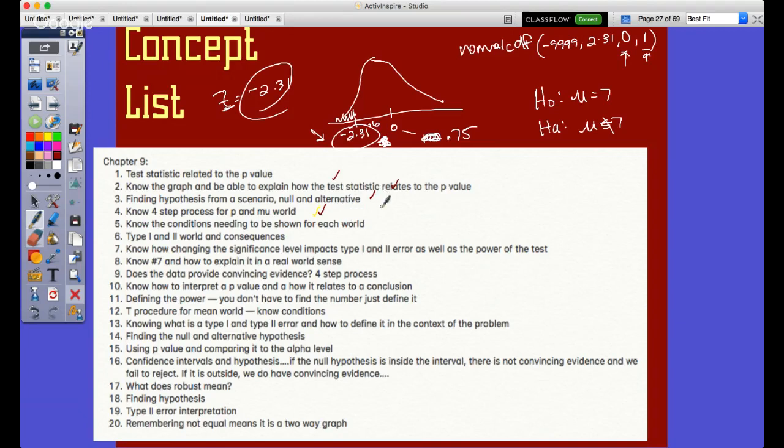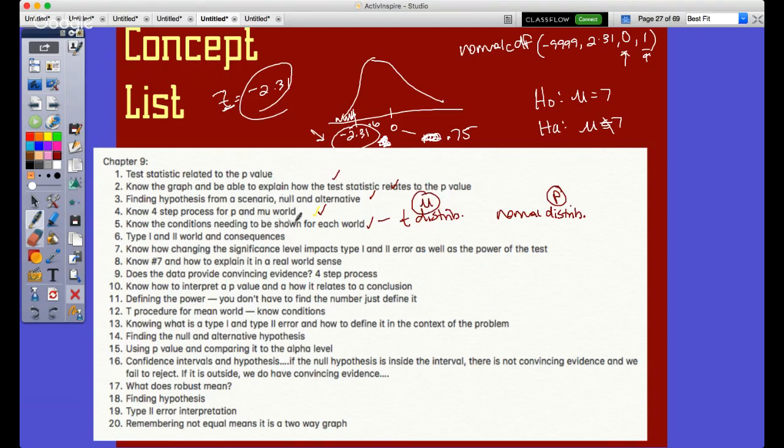Number 5, know the conditions needing to be shown for each world. Very important, okay? State, plan, do, conclude, but then also specifically remember with a t-distribution, know the 3 conditions for that compared to a normal distribution. And again, that's just another way of saying this is p world, this is mu or mean world.